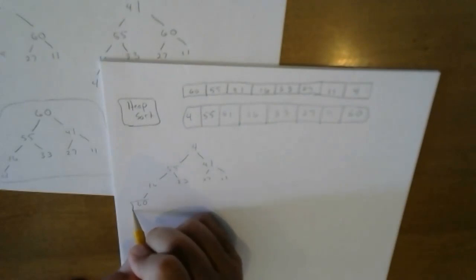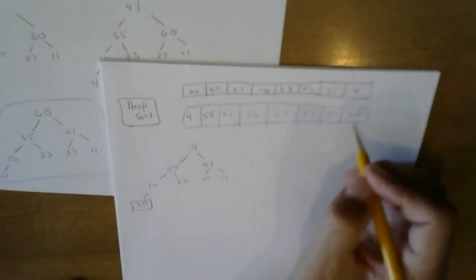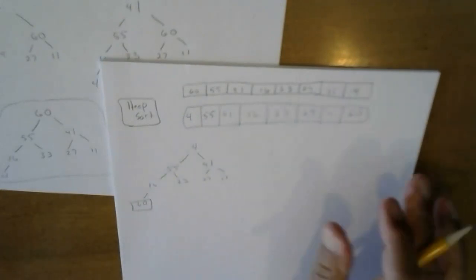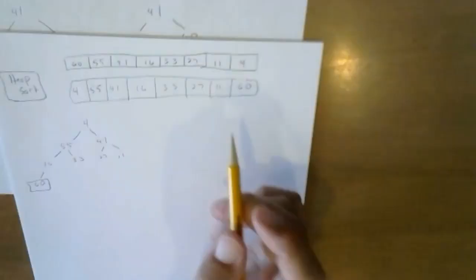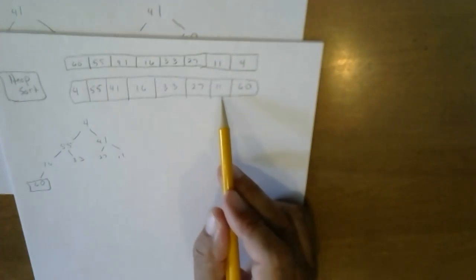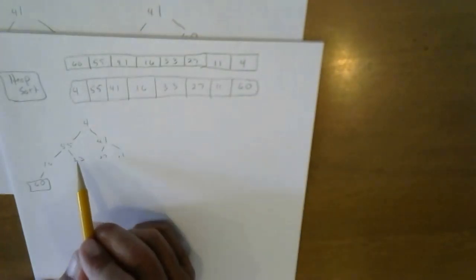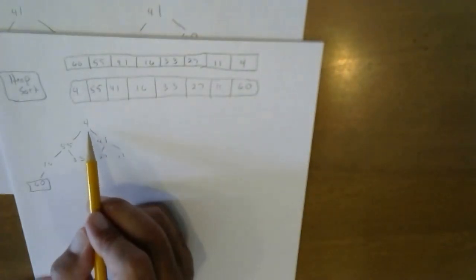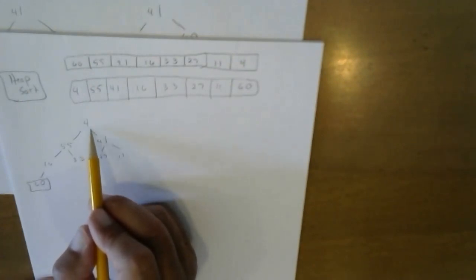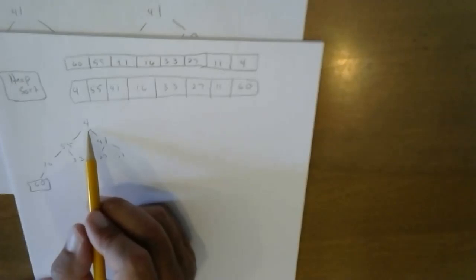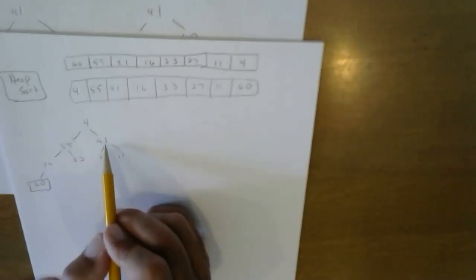Now, what I want to do is no longer think that the 60 is there. So this guy now sort of becomes invisible. So I don't need to know what the very end is here. I now need to know what is going to go here. But before I can move on, when I put this 4 at the top, I need to do what? Percolate down.